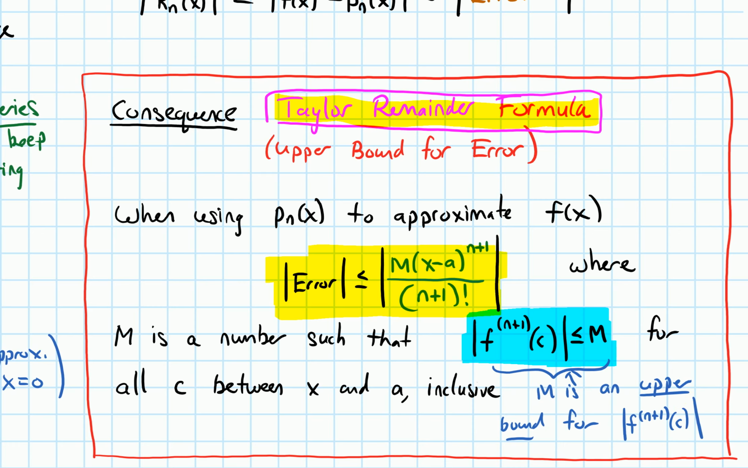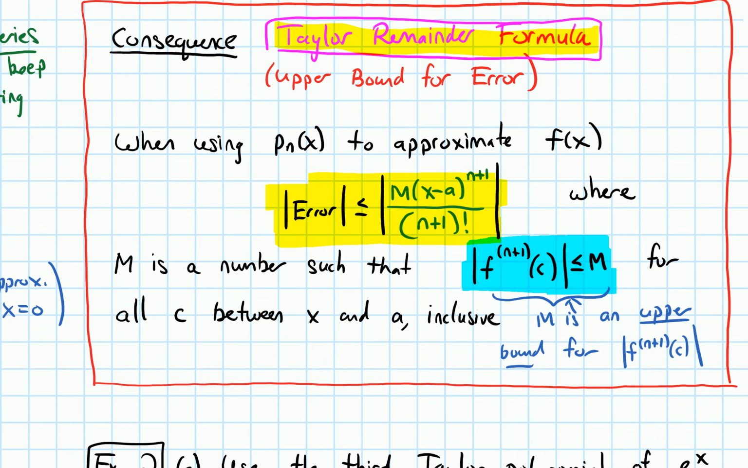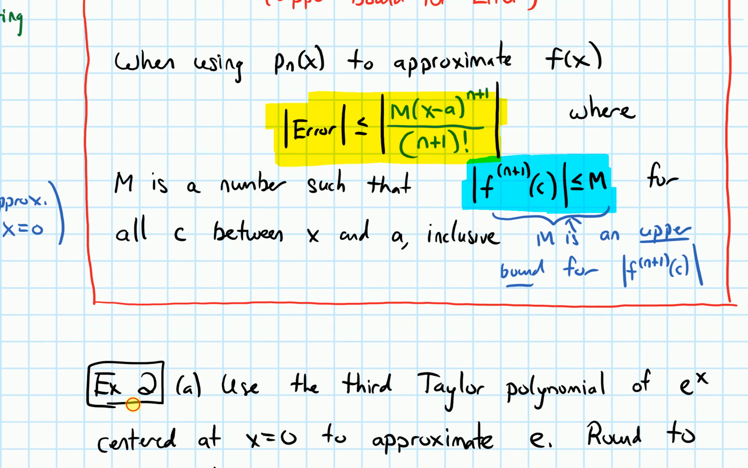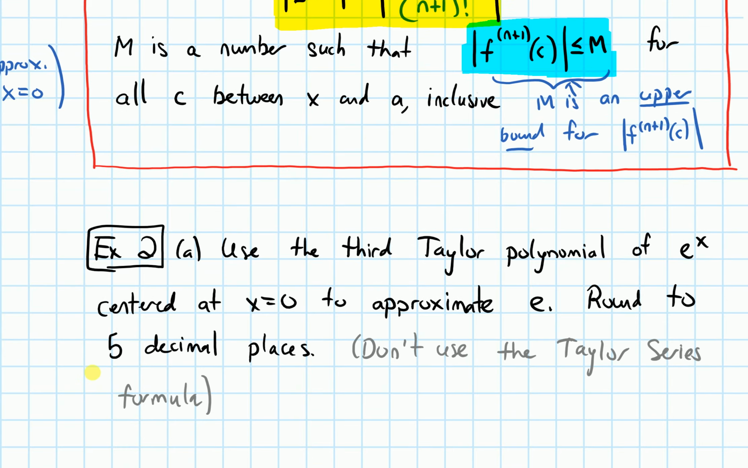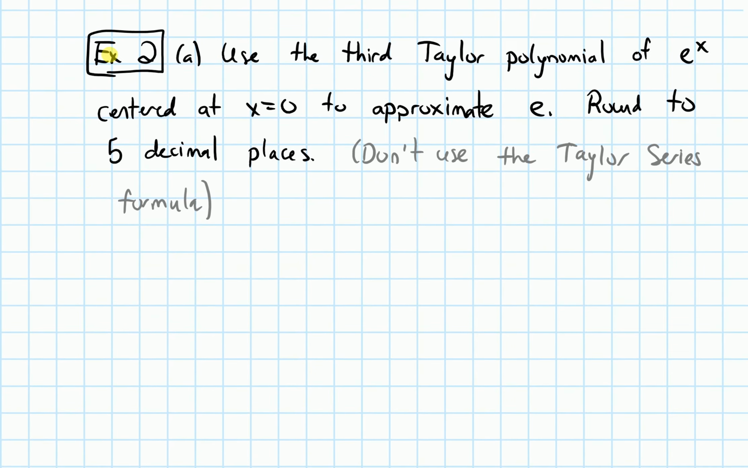It's an upper bound for that. All right, so let's look at an example where we start to use this formula to find error, or to approximate the error, to get an upper bound for the error. All right, so this is going to be example 2, and this is continuing the numbering of the examples in the section from the previous video, because in the previous video I did example 1.